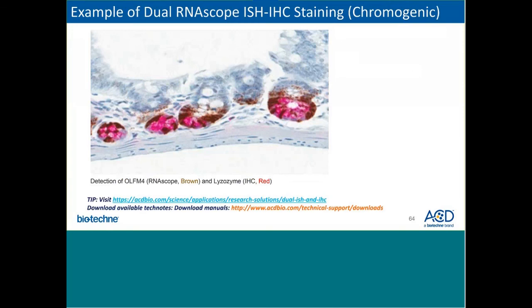Here is one example of using the RNAscope singleplex brown assay to detect the OLFM4 probe with subsequent IHC staining in red for lysozyme.